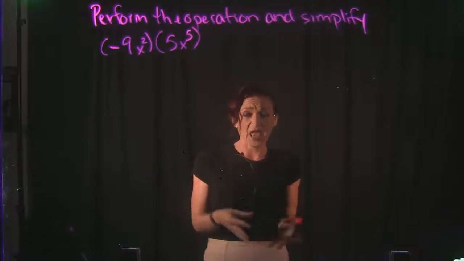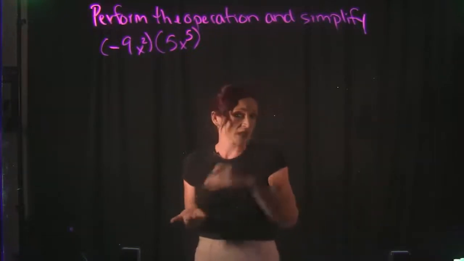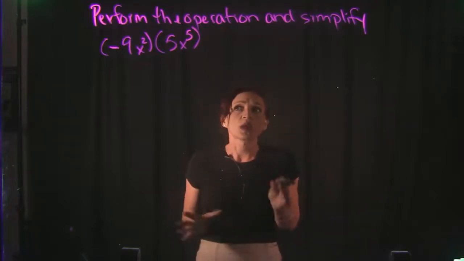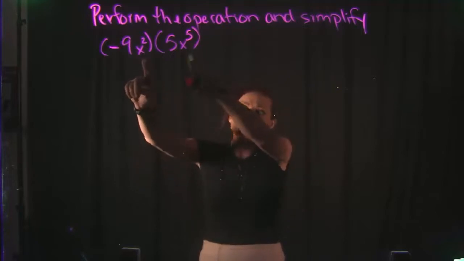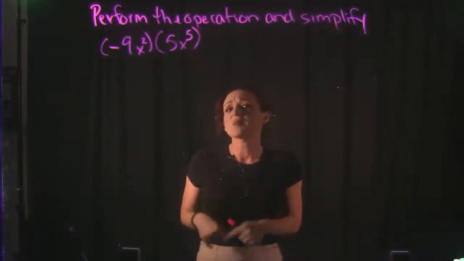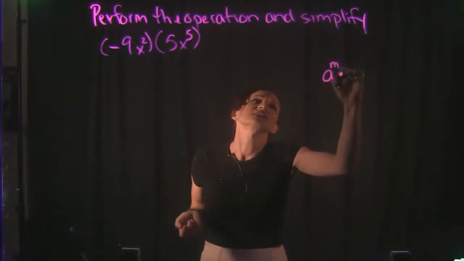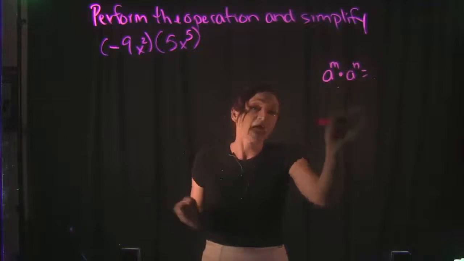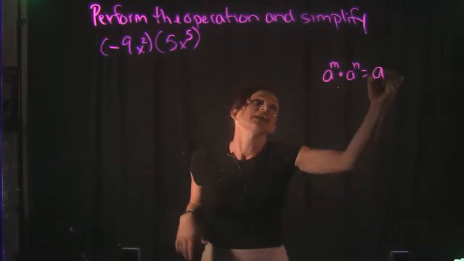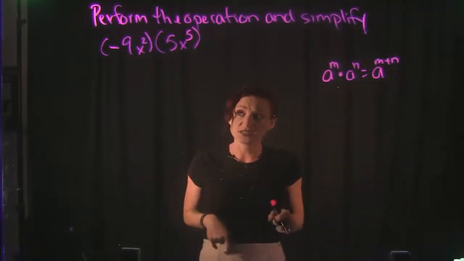only multiply like things. A number times a number, an x times an x, y times a y, and so on like that. Now, whenever we're multiplying variables together, like x squared times x to the fifth, we need to keep in mind that we multiply it using the product rule. And the product rule says that when we are multiplying like bases, like we have here, an x times an x, we keep that base and we add the exponents.